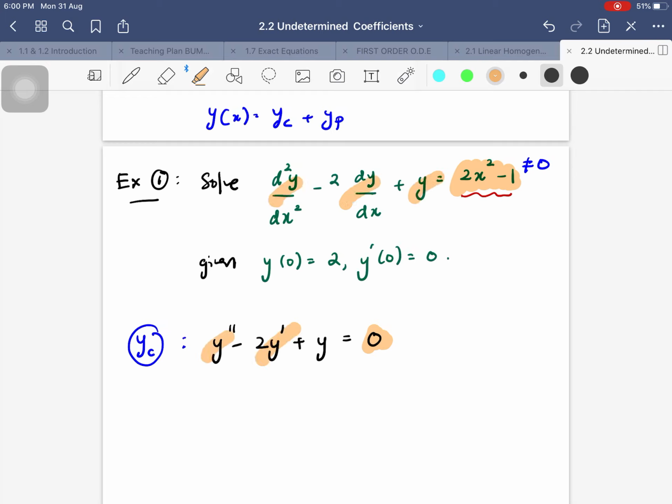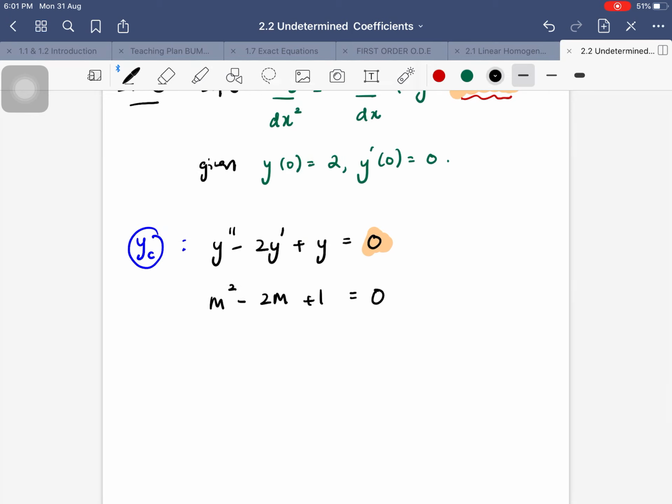So these three terms and these three terms, they are the same thing. I only change the right hand side of the equation. I put it as equal 0. And of course, we're going to change this to characteristic equation. So this is the same as what we have done in 2.1, previous subtopic. So I'll end up with m squared minus 2m plus 1 equals 0.